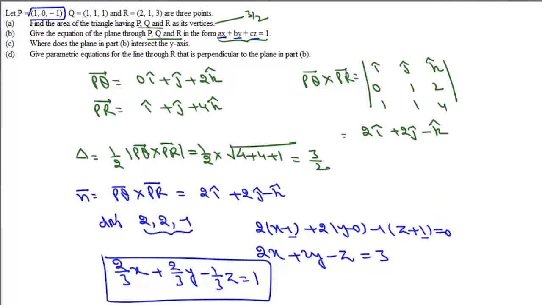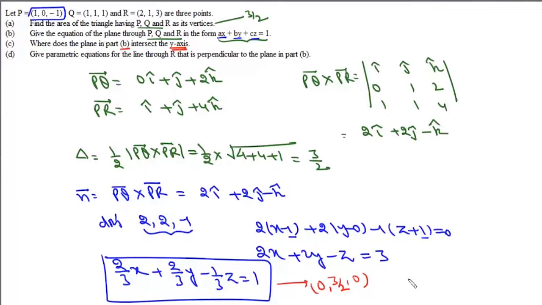Now this part C is, where does this plane in part B intersect the y-axis? Now y-axis intercept will be given by x upon a plus y upon b plus z upon c equals 1, and we are looking for b. Now y-axis intercept in this case is simply 3 by 2. So it will intersect y-axis at 0, 3 by 2 and 0.